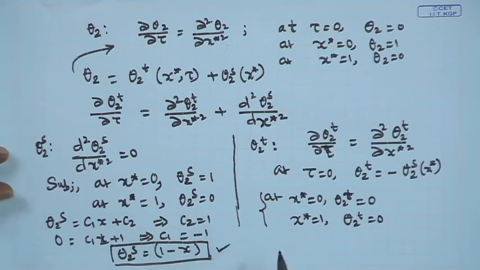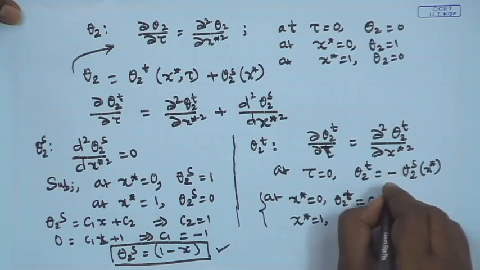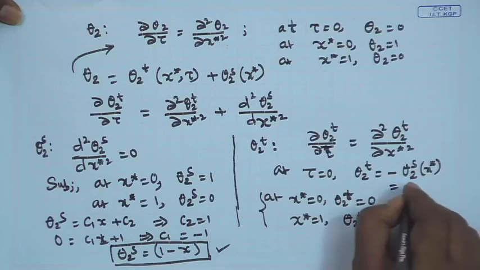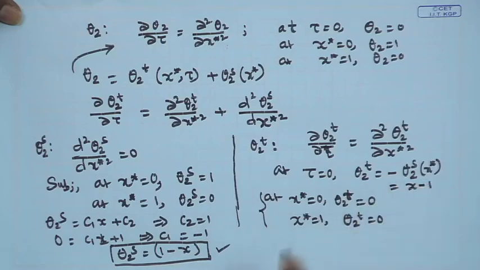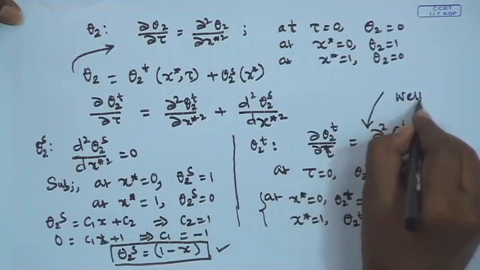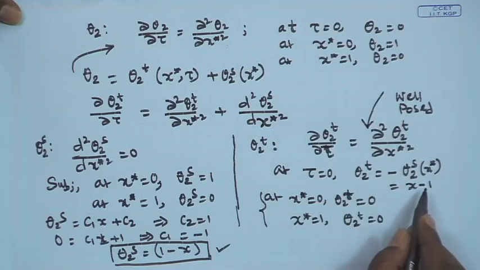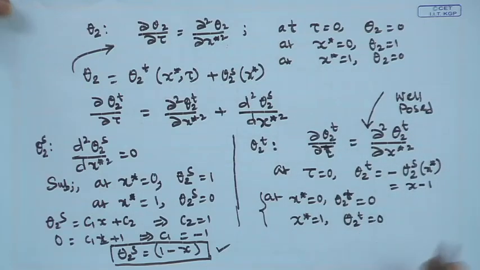This is fine, this is okay. So, this is the steady state part of the solution. With the minus taken inside, the initial condition becomes x minus 1. Now, this is a well posed problem, because it has a non-homogeneous initial condition and homogeneous boundary conditions.